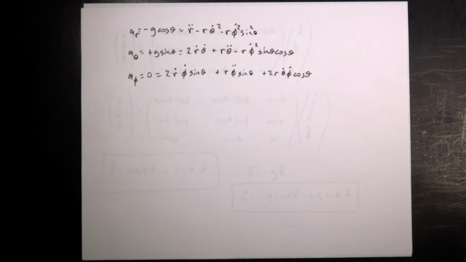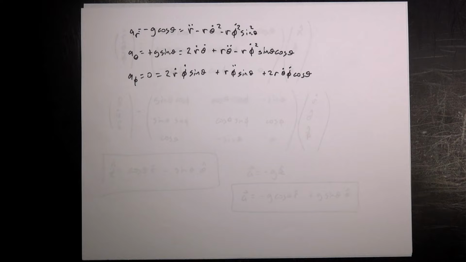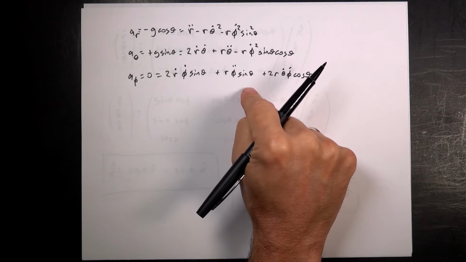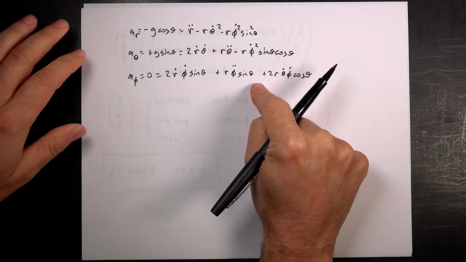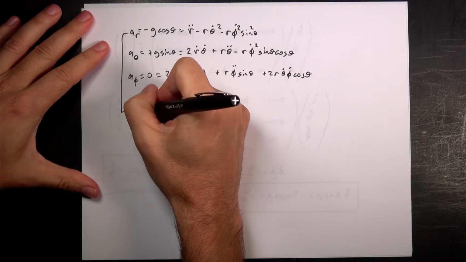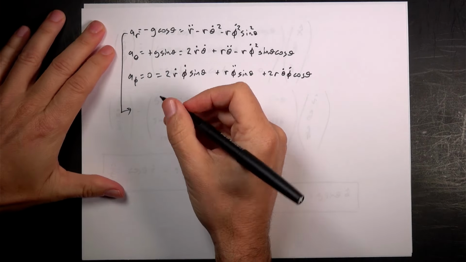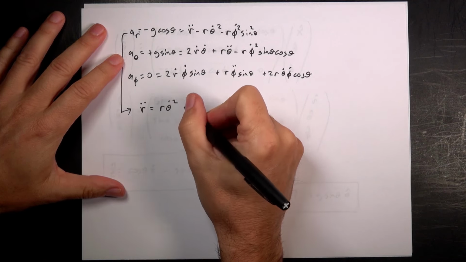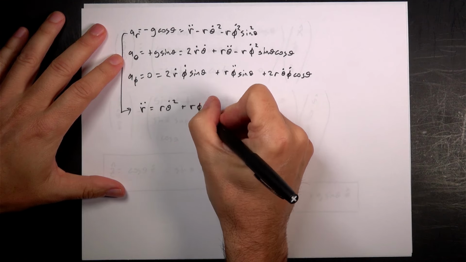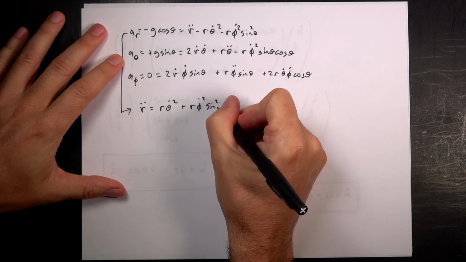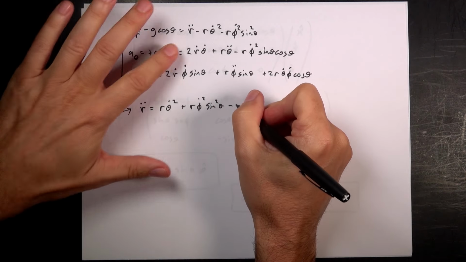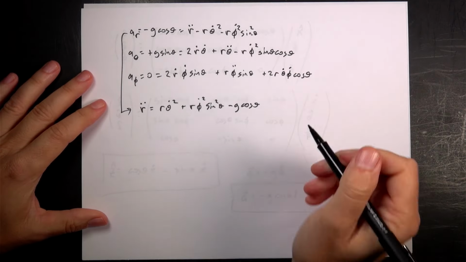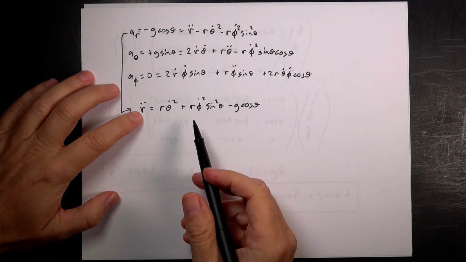Okay, so now I have 3 equations. What I want to do is to take this equation and solve for r double dot, this equation solve for theta double dot, and this equation solve for phi double dot. So that gives me this one. It's pretty easy. Now I do have this term over here. So I get r double dot equals r theta dot squared plus r phi dot squared sine squared theta minus g cosine theta. That's important. So now I can calculate the r double dot acceleration at any point.